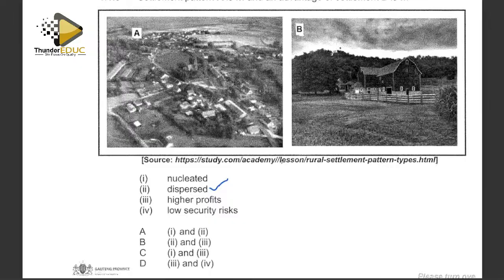And the advantage of the isolated settlement is definitely higher profits. The farmer does farming on their own without interference of other people, and also they have a larger piece of land without sharing equipment and machinery. So they make huge profits from the farming activities. So the correct combination there is item 2 and item 3, which are on response number B.